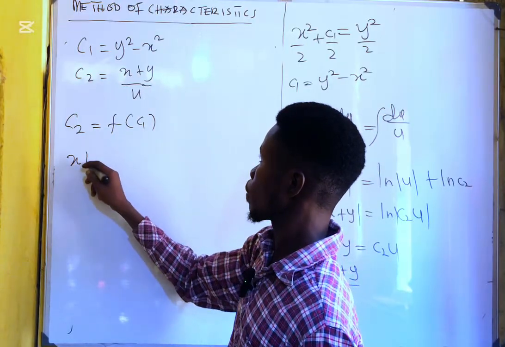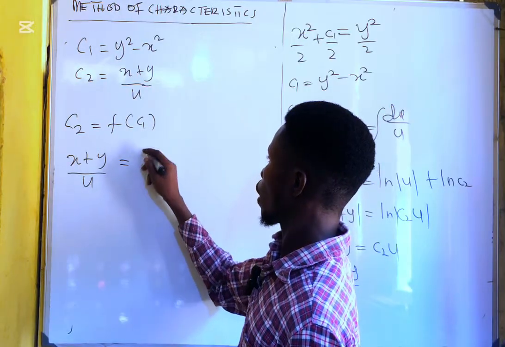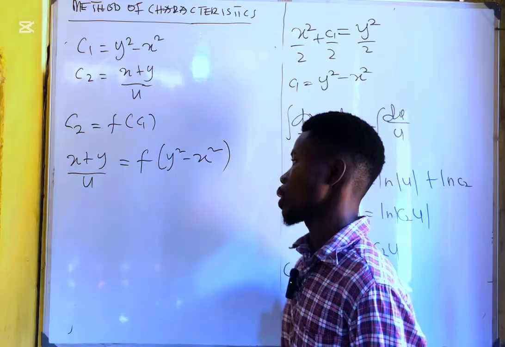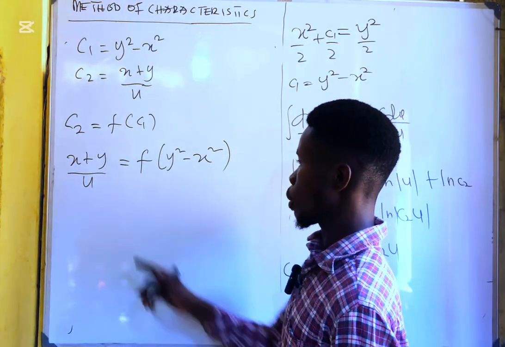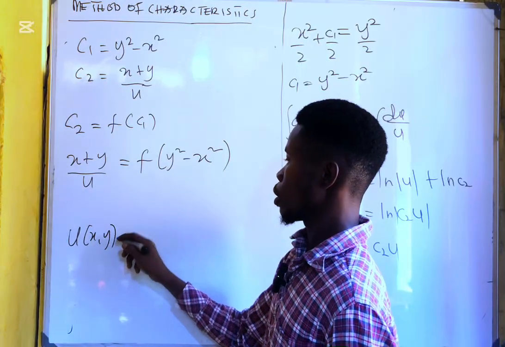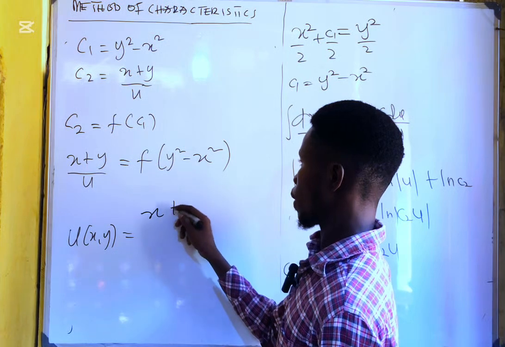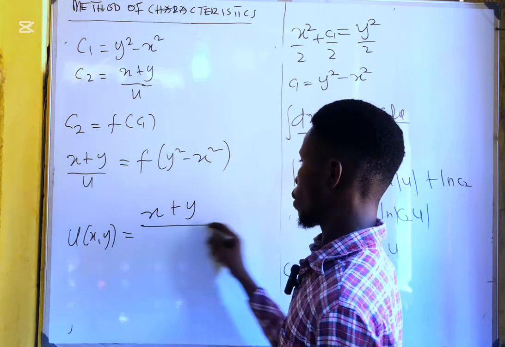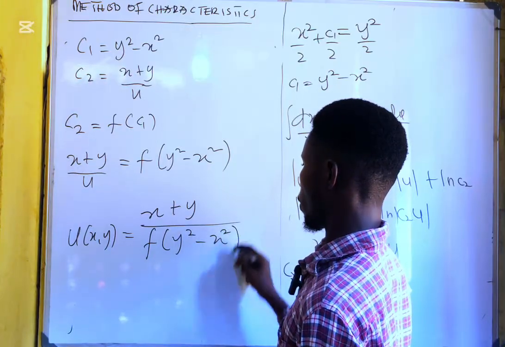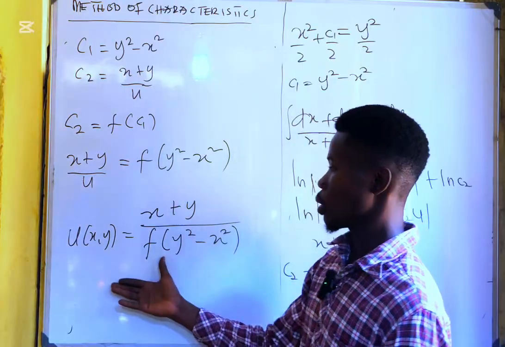So my c2 is x plus y all divided by u equals f of y squared minus x squared, like this. Okay, but I want to make u the subject, so I'm going to have u of x, y. So the general solution is going to be x plus y all divided by f of y squared minus x squared. So this is going to be my general solution.